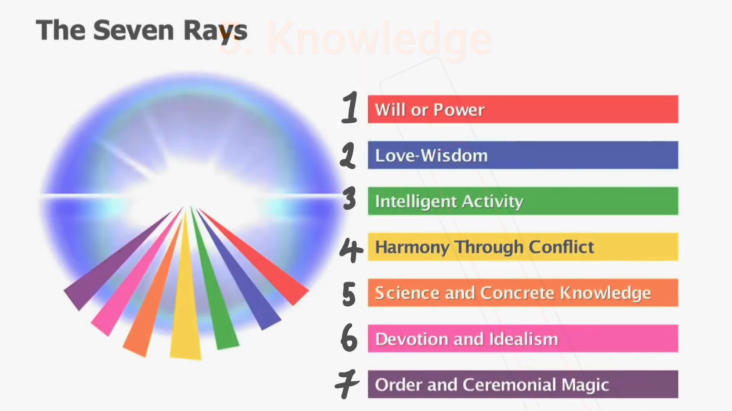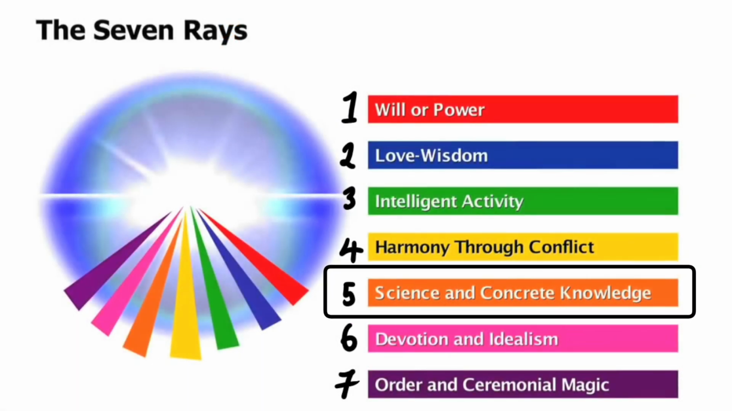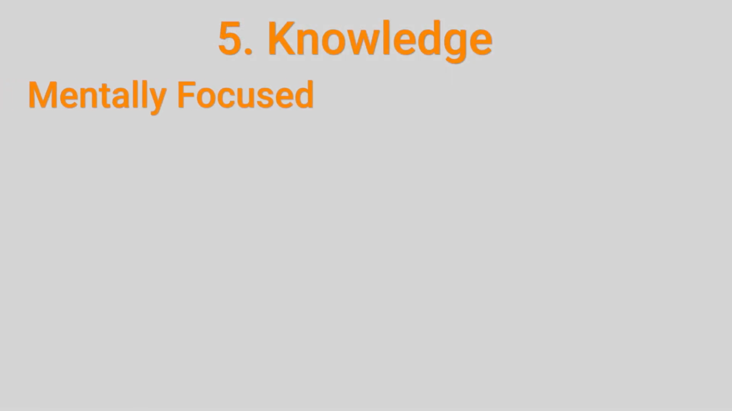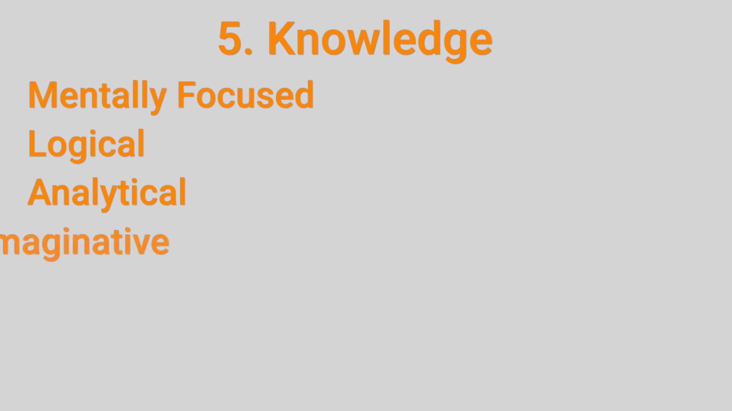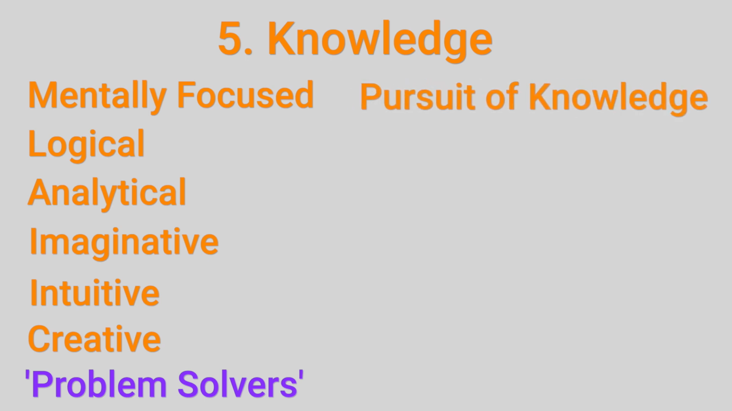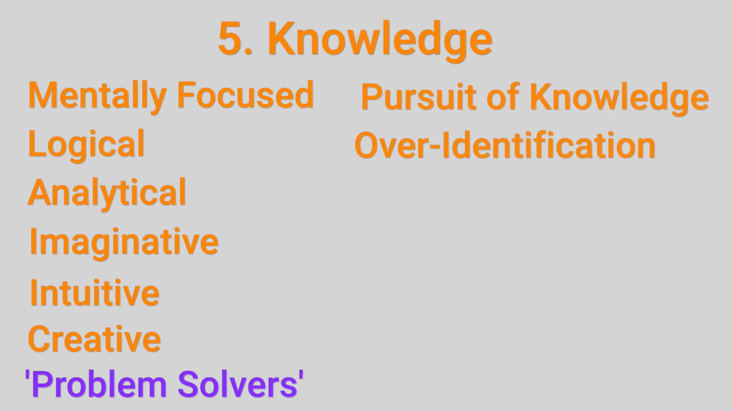5. Knowledge. When we get to the fifth ray, we are back on the objective series of numbers 1, 3, 5, and 7. Fifth ray people are mentally focused. They are logical and analytical, with their minds seeking to understand everything. They can also be imaginative, intuitive, and creative problem solvers. They are tireless in their pursuit of knowledge, but there is a danger of an over-identification with the intellect.